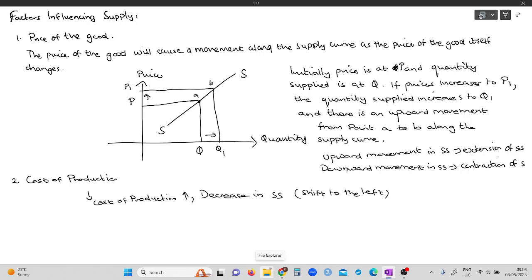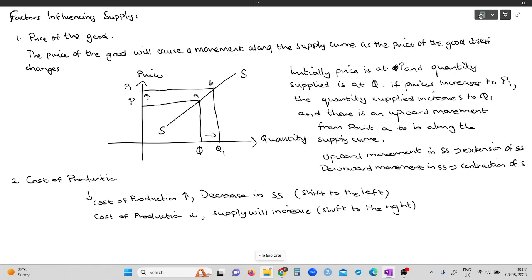So when the cost of production increases, supply will shift to the left. And if the cost of production decreases, supply will increase. Or you can say that it will shift to the right. Okay? So this is the cost of production.